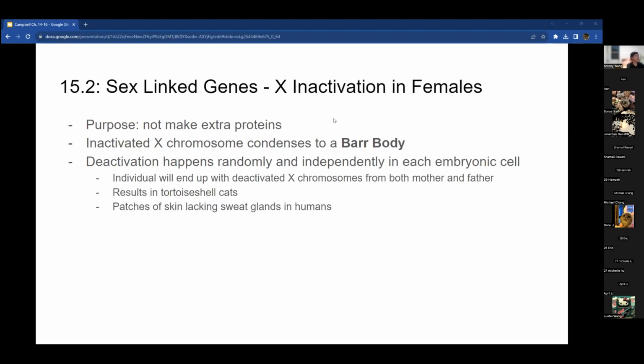Yeah. Sex-linked genes, X inactivation in females. Oh, this is really cool. Yay! Thank you, Derek. Being useful for once, I see.